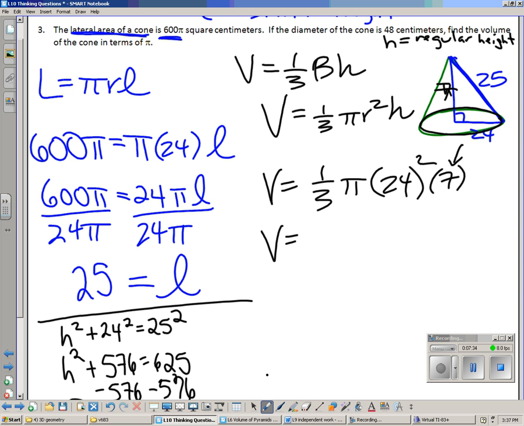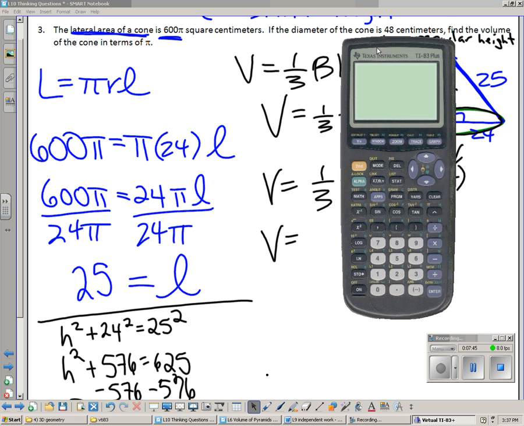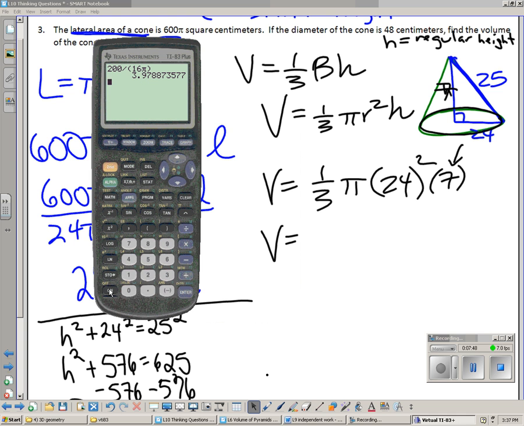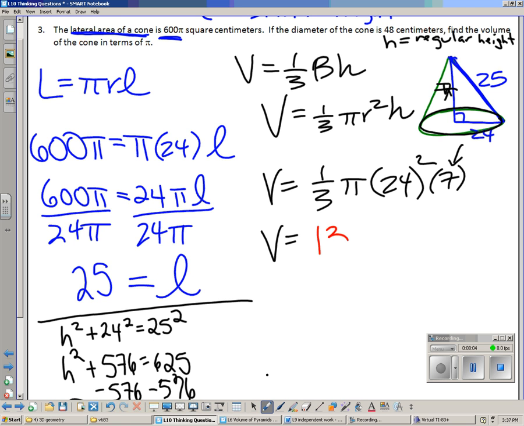And then you can multiply all this out. 24 squared is 576 times 7 times 1/3. So I will do that on the calculator. We would get 24 squared times 7 times 1/3. This is one way to do it. And you get 1,344. And they asked us for the answer in terms of pi, so we can keep the pi. So the final answer is 1,344 pi. Units would be centimeters cubed, or cubic centimeters.